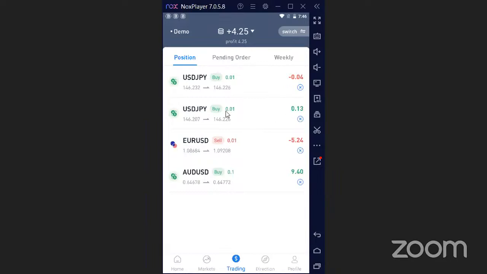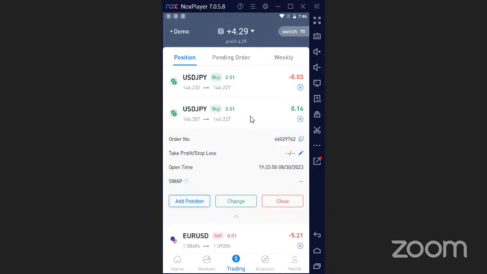So let me now show you the second way you can enter stop loss and take profit. For this one we didn't initially enter take profit and stop loss. So you can click any part of any order you want to enter stop loss and take profit on, and it's going to drop down these options for you. Here we have the take profit slash stop loss.